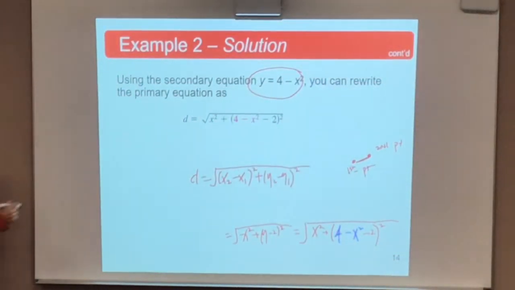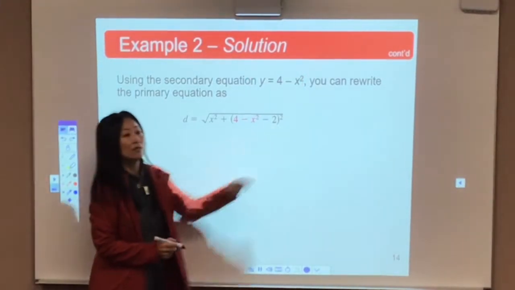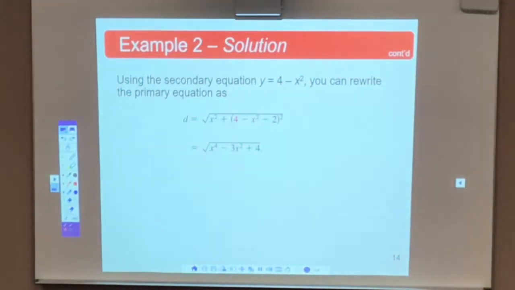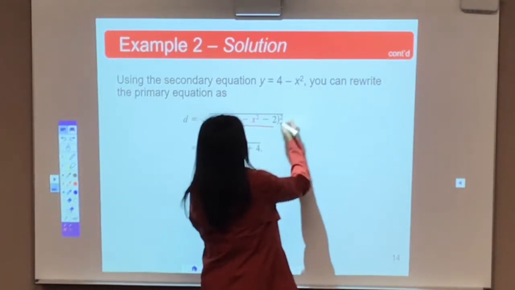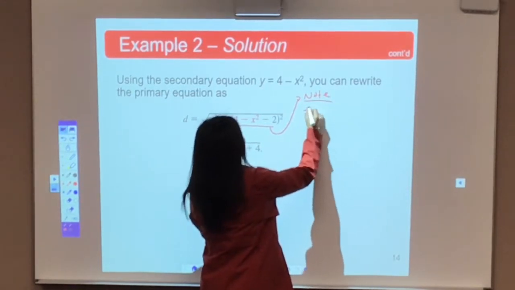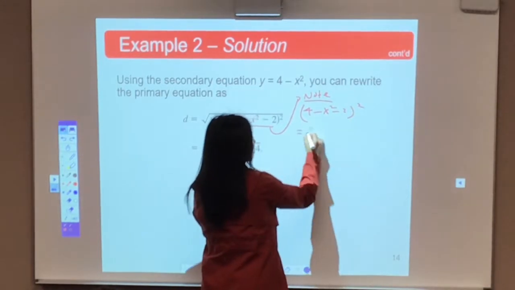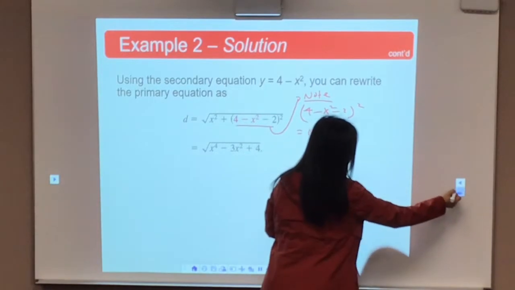So everybody see how you got this? Okay. And you simplify that. This one, class, that's the same as what? That's the same as 4 minus x squared minus 2, which is the same as 2 minus x squared. Does everybody see that?